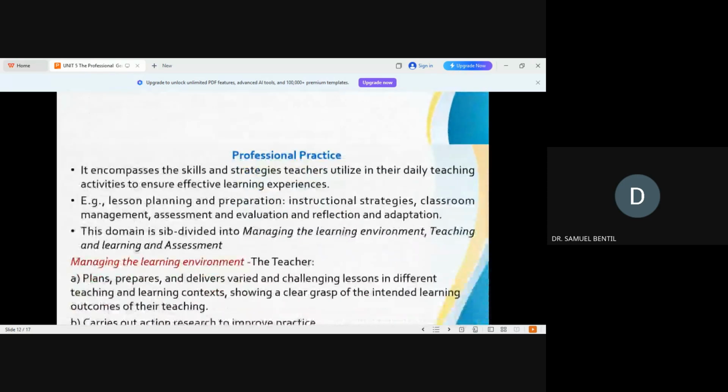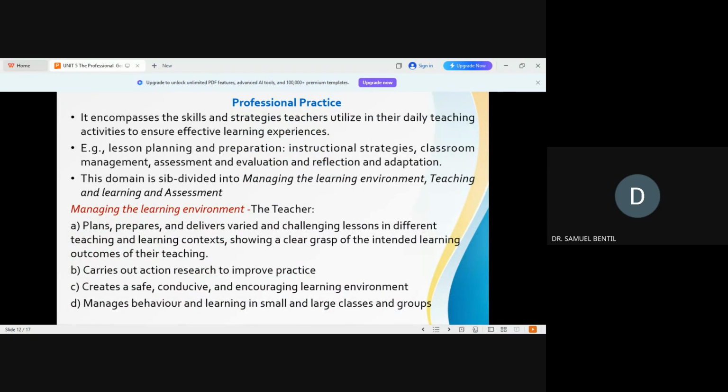Then we have professional practice, the third one. And here this encompasses the skills and strategies teachers utilize in their daily teaching activities to ensure effective learning experiences.